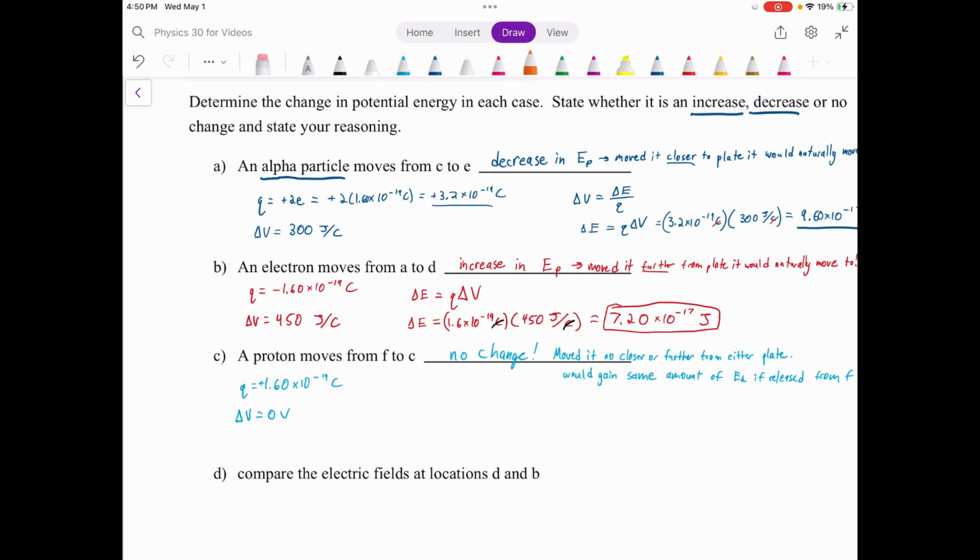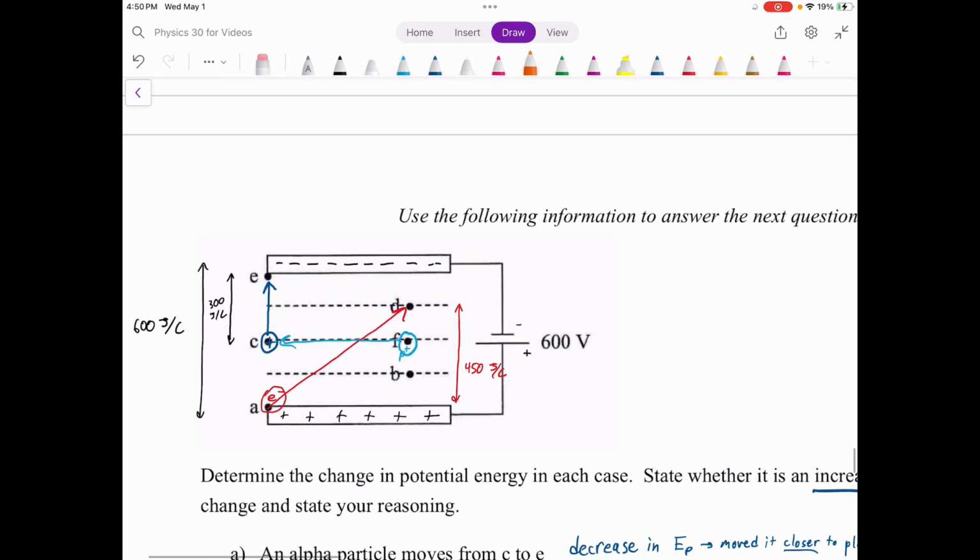All right, and then D just asks us to compare the electric fields at locations D and B. Well, hang on a sec. It's a bit of a trick question, isn't it? These are parallel plates. What kind of electric field do they produce? A uniform electric field. So the electric field is the same everywhere, right? Parallel plates produce a uniform electric field for all those reasons we talked about.